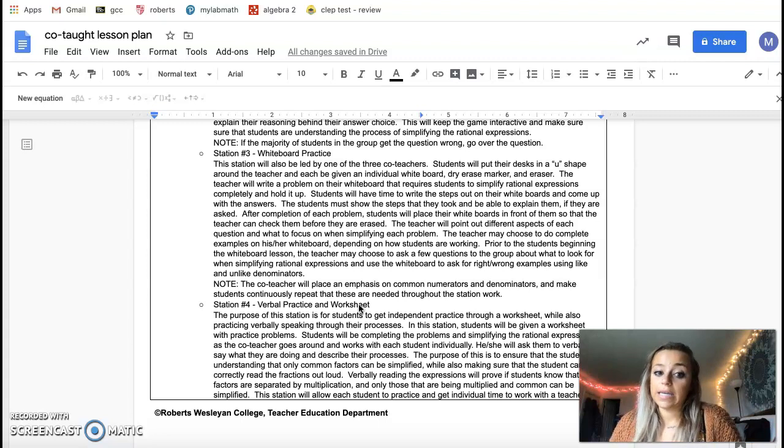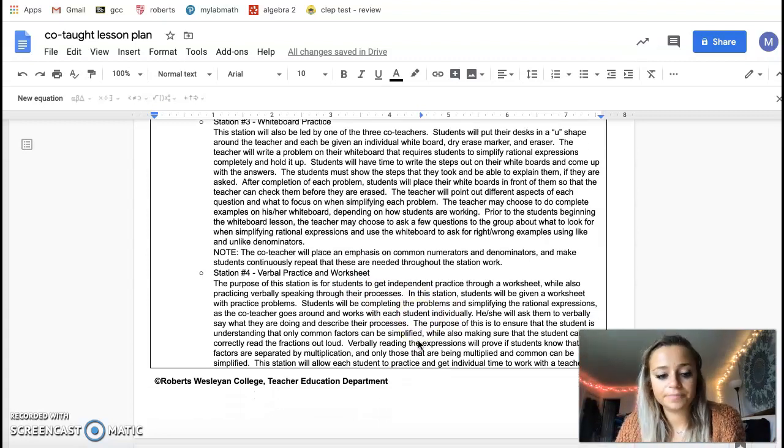Prior to the students beginning the examples on the whiteboards, the teacher may ask a few questions like, what are we looking for when simplifying expressions? That way it's not just, okay, write your answer to the question. You want to keep it interactive, still learning, but the whiteboards are a great way to do that. But they want to keep an emphasis on common numerators and denominators, common factors.